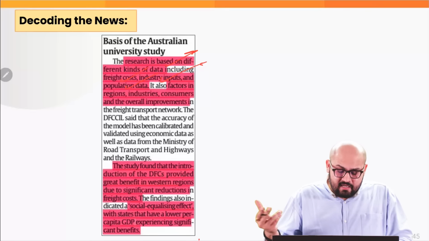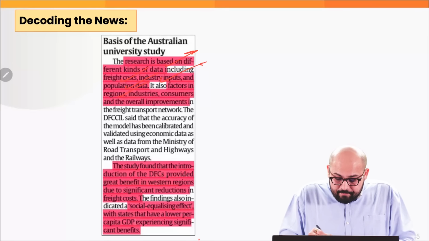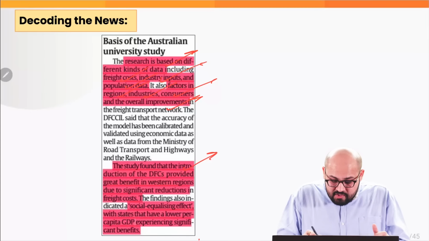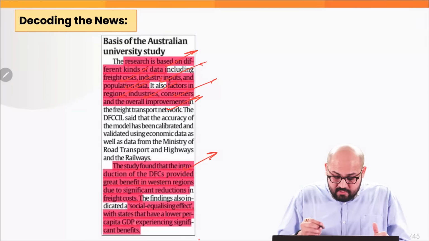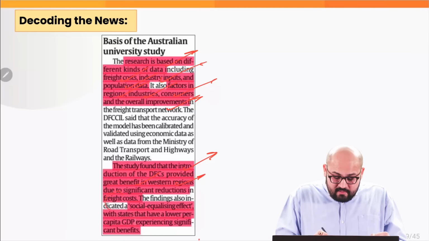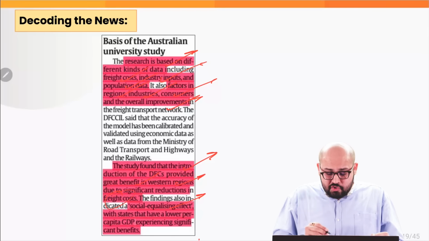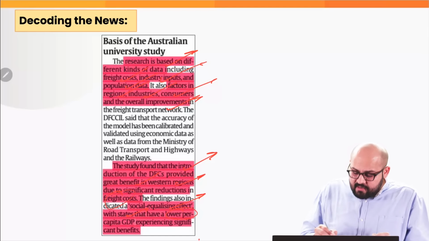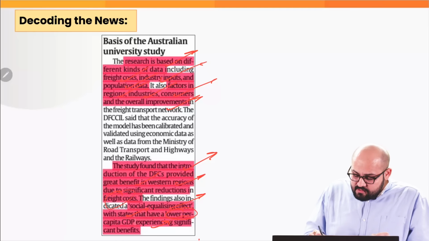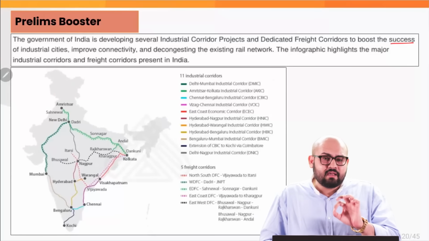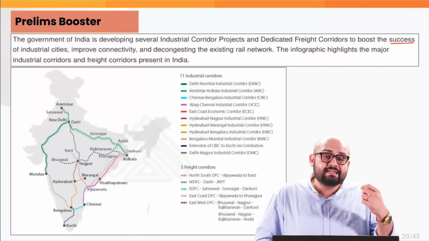It also factors in other inputs, for example, regions, industries, consumers, and overall improvements. The study found that the introduction of DFCs, dedicated freight corridors, provided great benefit in the western regions due to significant reduction in the freight cost, right? Second reason is that it is also talking about social equalizing effect. That is, those states that have lower per capita GDP have experienced significant benefits with respect to these dedicated freight corridors. Now, this is a good opportunity to also talk about the industrial corridors.